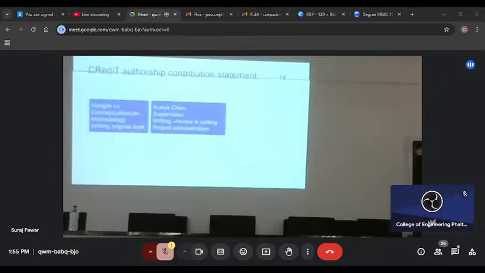So first author: conceptualization, methodology, writing original draft. Second author: supervision, writing, review, editing, project administration. This is our guide. The final author is the PhD student. This author: supervision and data curation, adding value by organizing and presenting the content.